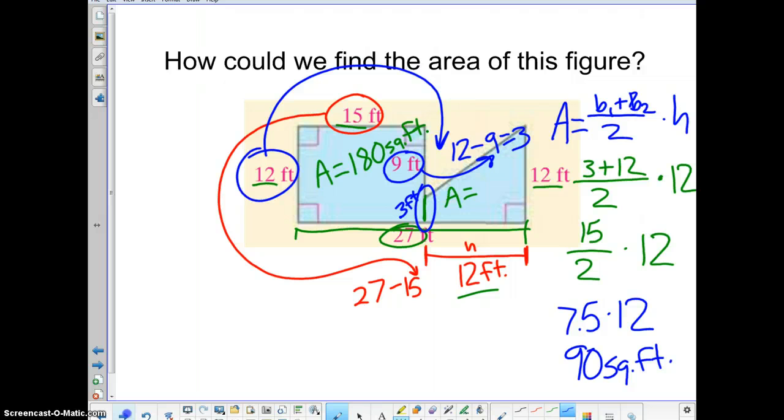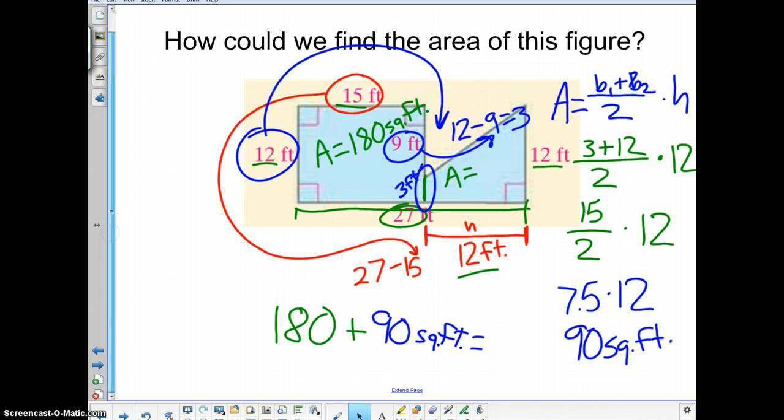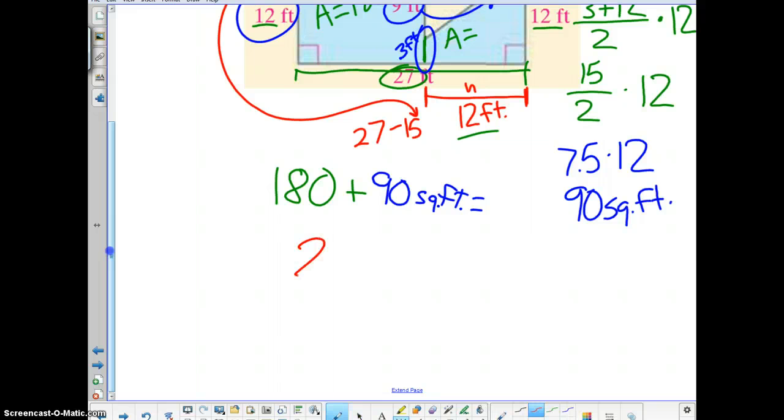So now what we have to do is take the area of the rectangle on the left, which is 180 square feet, and add the area of this trapezoid at the right, which is 90 square feet. And when we add those two together, we should get a sum of 270 square feet.